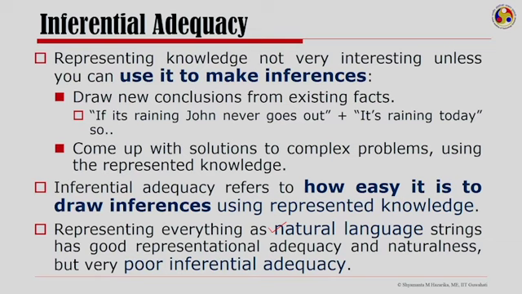Now, this is something we must take note of, that this is not impossible, but we are talking of the level of difficulty. The difficulty of working with just natural language strings would be far more than the difficulty of working with a group of symbols that I would use to refer to those natural language strings. And therefore, if I am doing something in natural language strings, I would have very good representational adequacy, but I would have very poor inferential adequacy.